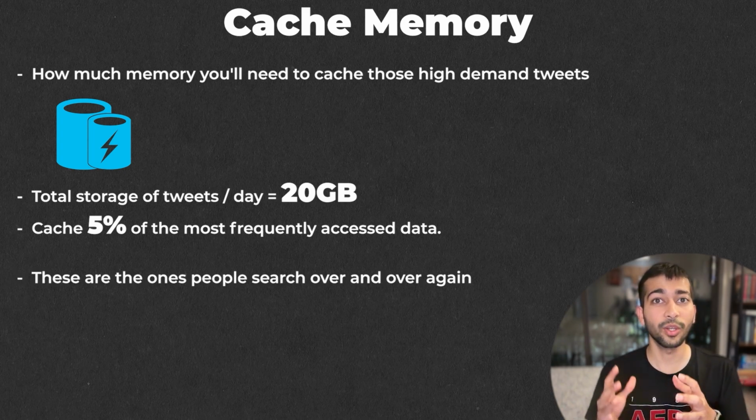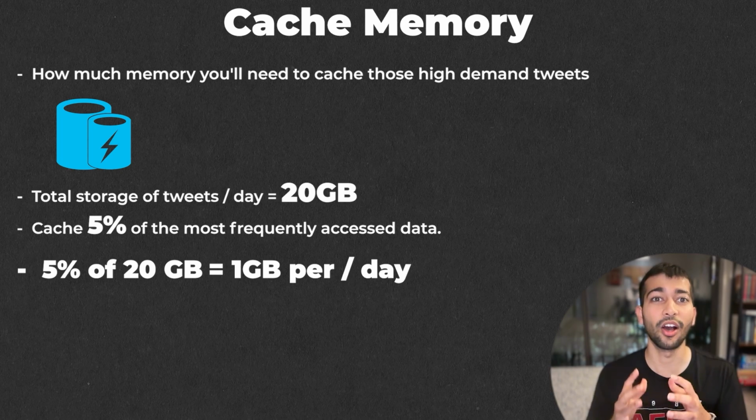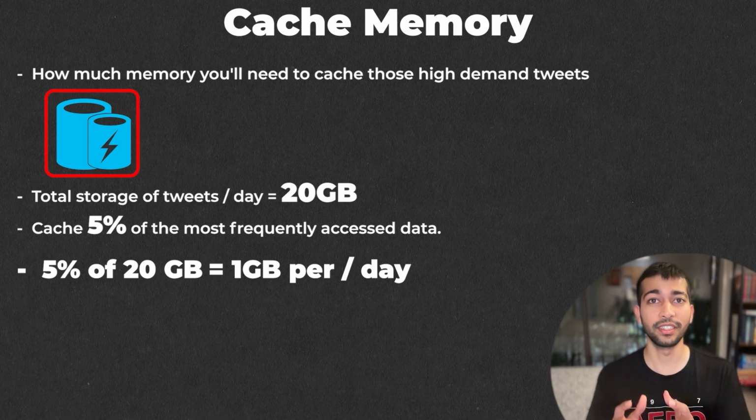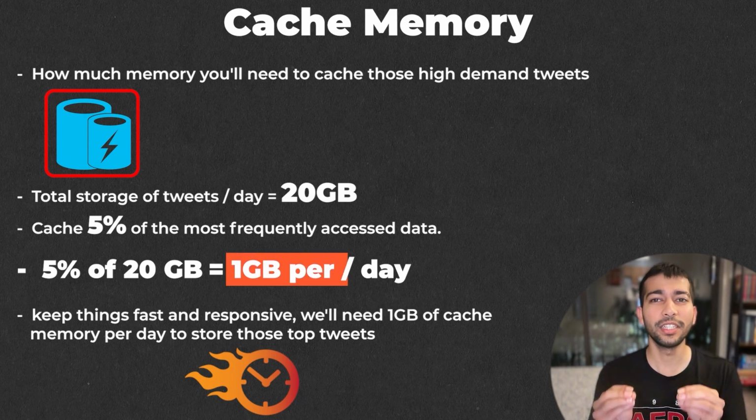Because these are the ones people search over and over again. So we'll take 5% of 20 GB. That would be 1 GB per day of cache memory. This means to keep things fast and responsive, we'll need 1 GB of cache memory per day to store those top tweets.